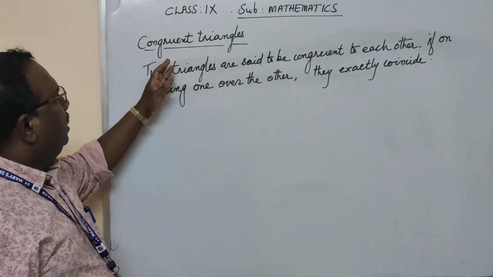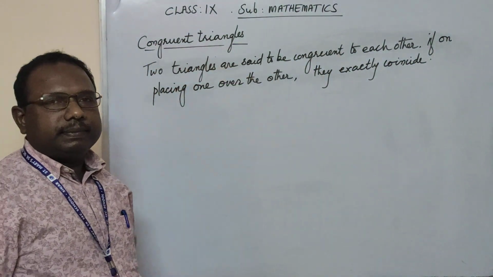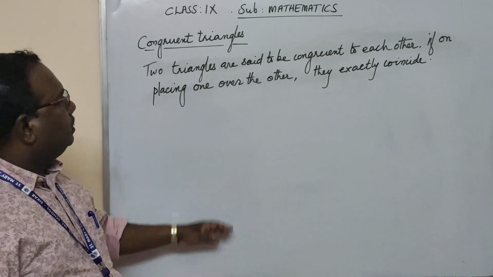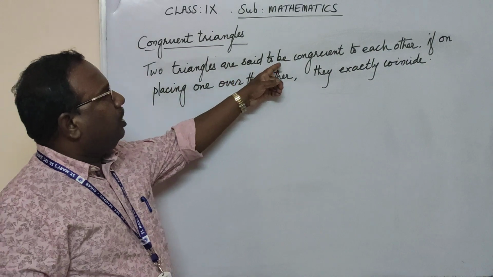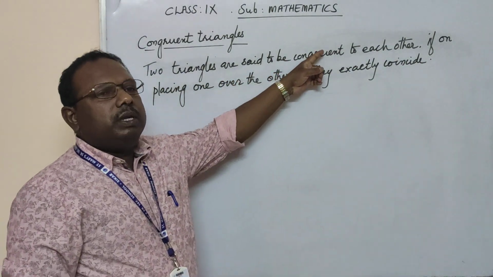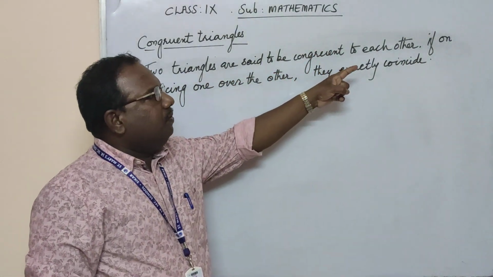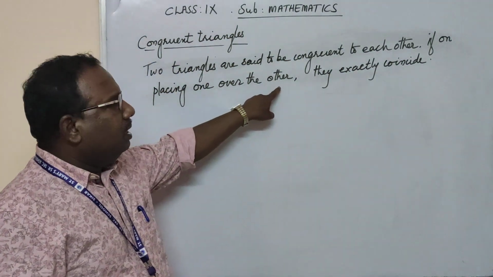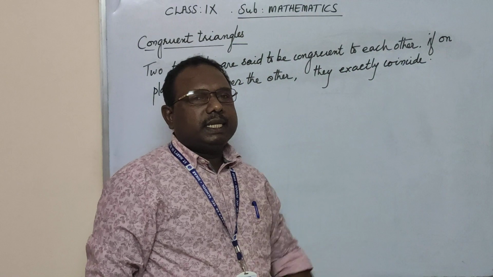Let's today study congruent triangles. What do you mean by congruent triangles? Two triangles are said to be congruent to each other if on placing one over the other they exactly coincide.